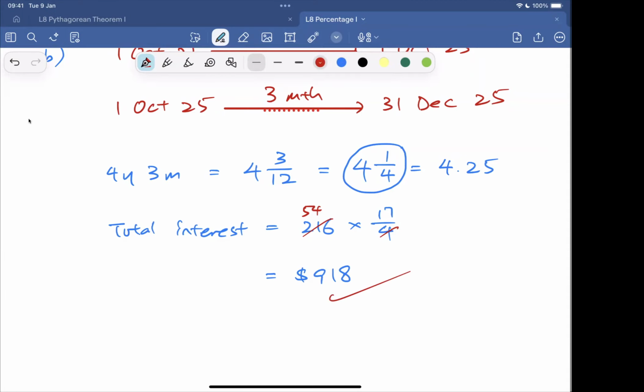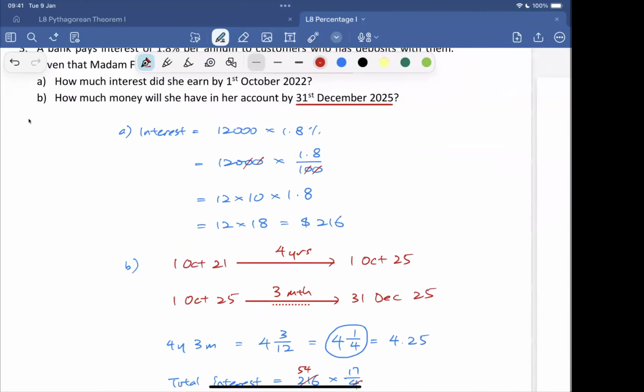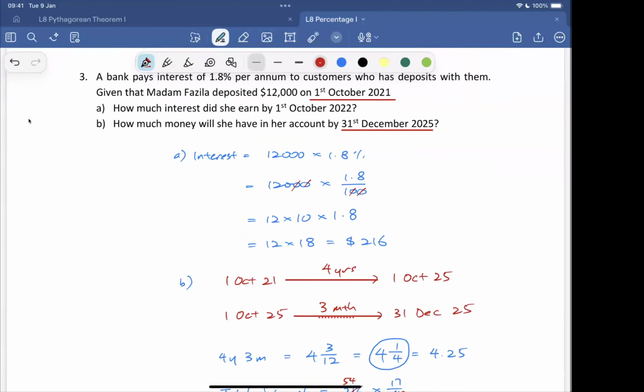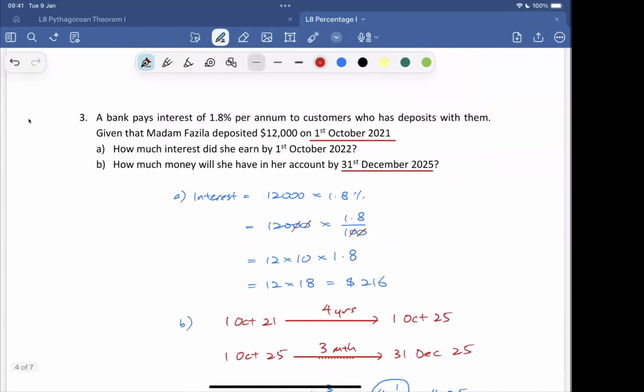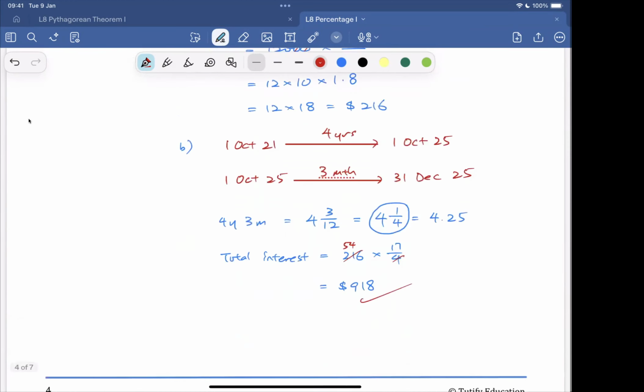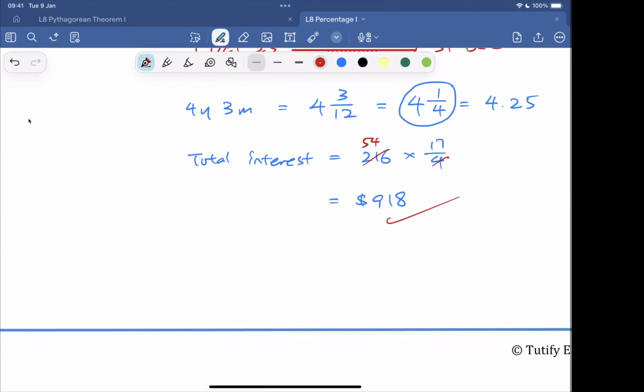918. But what's the question asking, by the way? How much money will she have in her account by 31st of December? Are they asking for the interest or the total amount of money? Total amount. So how much did she start with? She started with 12,000. And how much interest did she earn altogether? 918. So what's the total amount of money in her account? 12,918. Yes, you got it. Very good, Tarun. Well done.